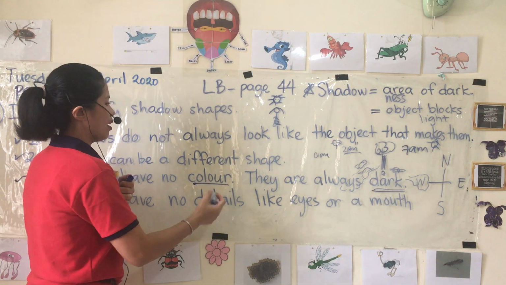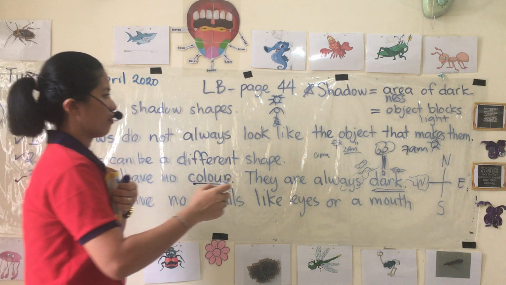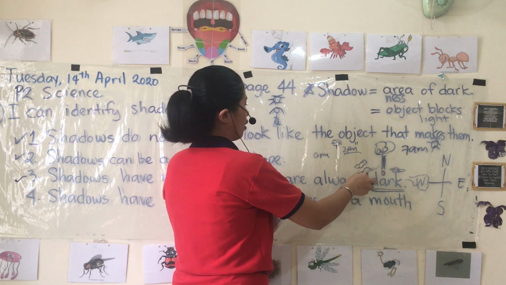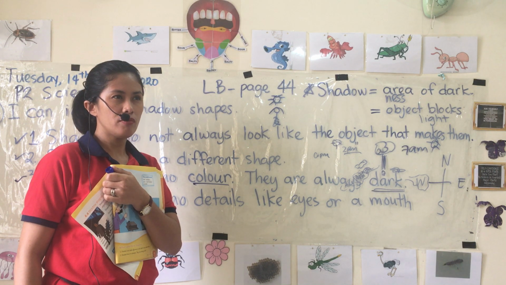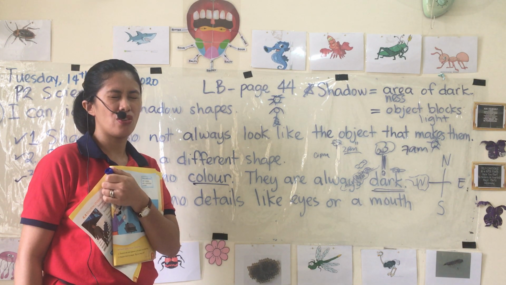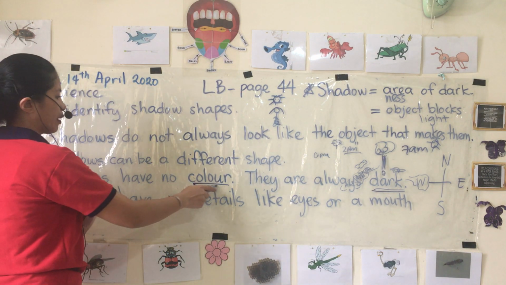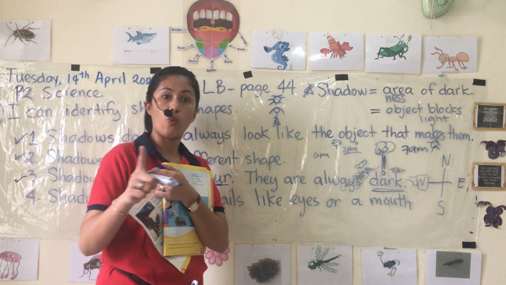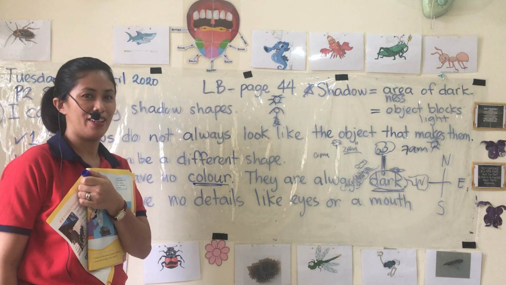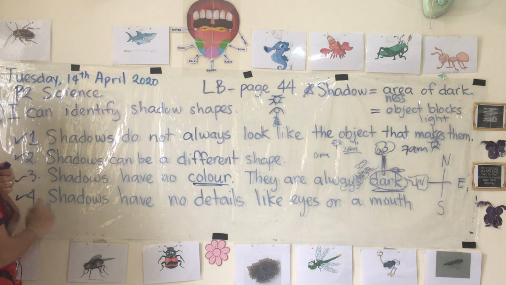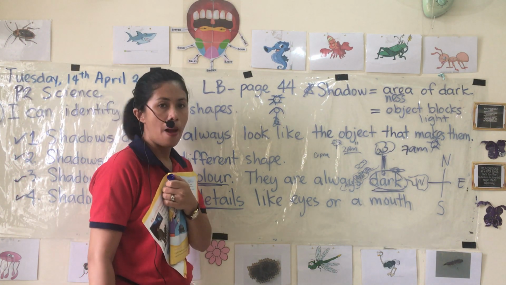So no color, but when you draw something, if you draw the shadow, you will use the color black to emphasize its darkness, especially at night, so black, something that you cannot see. Alright, so again, we have no color, but to represent the word dark, we can use color black. Funny, right? And then number 4, shadows have no details like eyes or mouth.